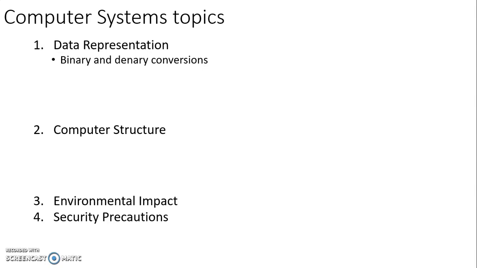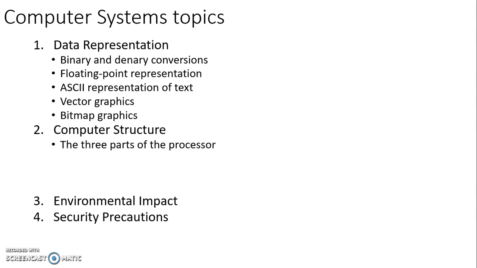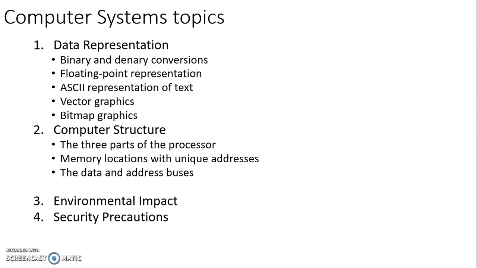So we've got binary and denary conversions, floating point representation, ASCII representation of text, vector graphics, and bitmap graphics. Within computer structure, we have the 3 parts of the processor, memory locations with unique addresses, the data and address buses, and high-level language translation. Within security then, we have firewalls and encryption. Okay, so from now until summer, this is everything that we're going to cover.